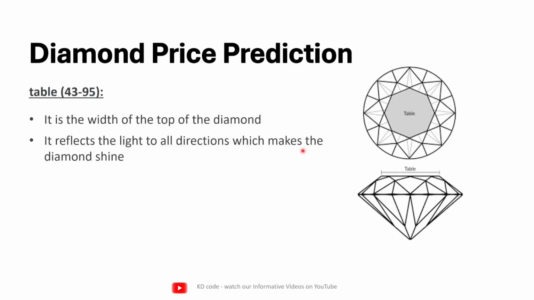The table of the diamond is defined as the width of the top of the diamond. It reflects the light in all directions, which makes the diamond shine and look attractive. So that's why the table attribute is also very important. So let's see the other attribute, guys.